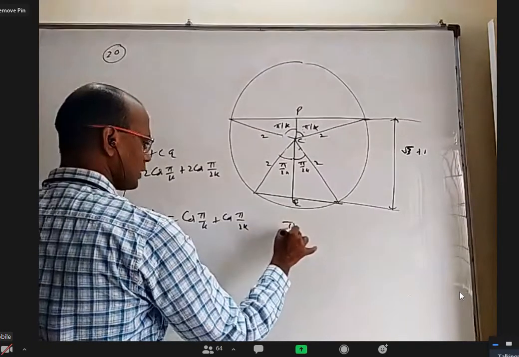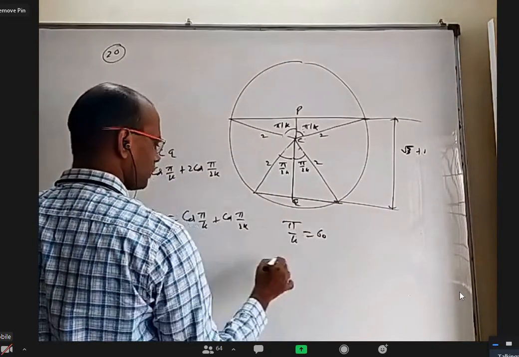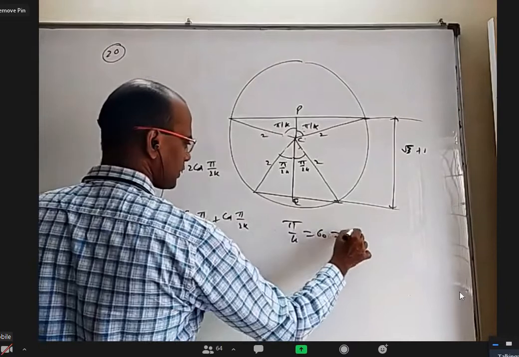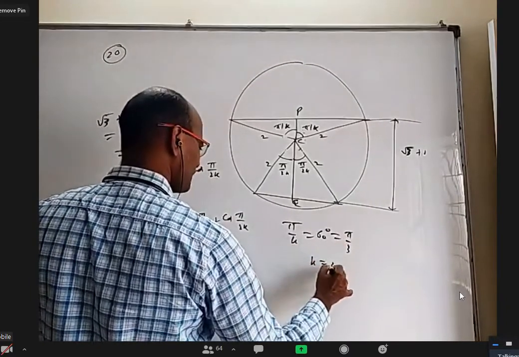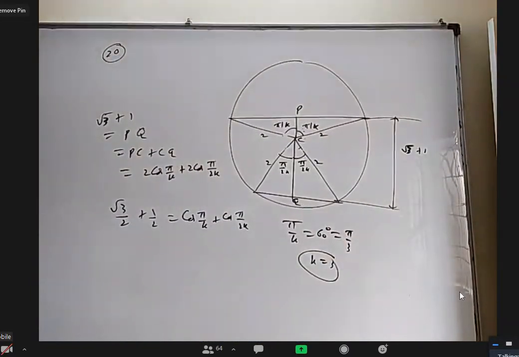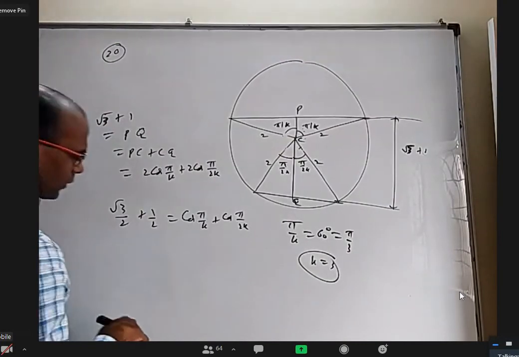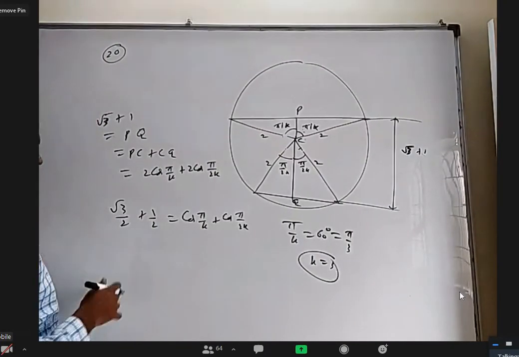So pi by k is equal to 60 degrees, and pi by 2k is 30 degrees. So that is pi by 3, and I can tell k equals 3. Apart from guessing, is it possible to solve? This is a trigonometric equation, we should be able to solve it.